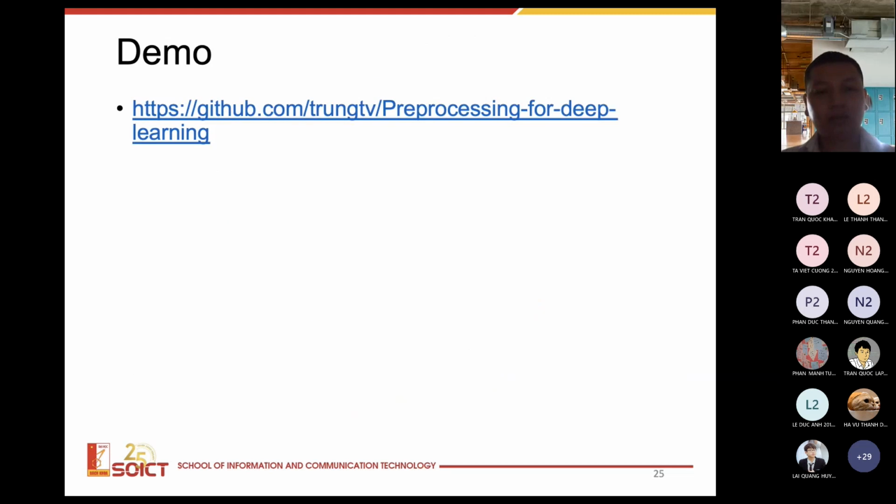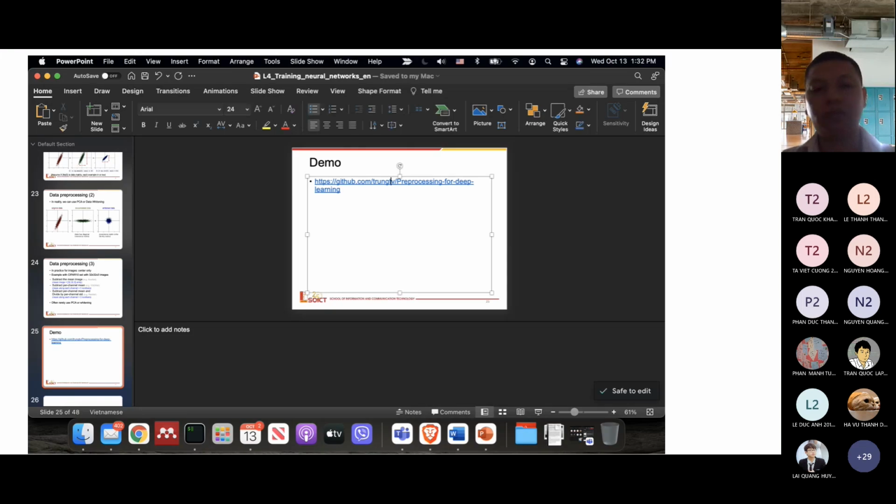Okay, so this is the demo for you. I think that you might open that notebook and try to see it by yourself about the data pre-processing mechanism. We'll give you 15 minutes to have a look into that notebook and try to understand what they are doing. Okay, so let's try to open the notebook.